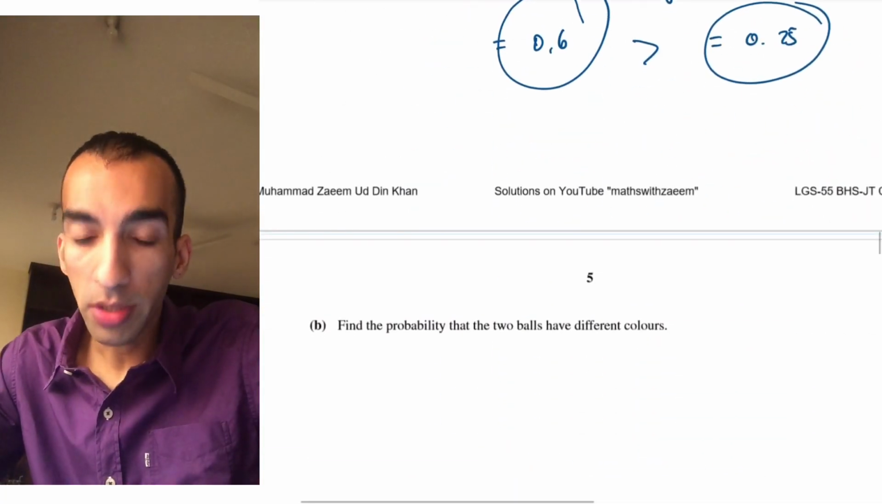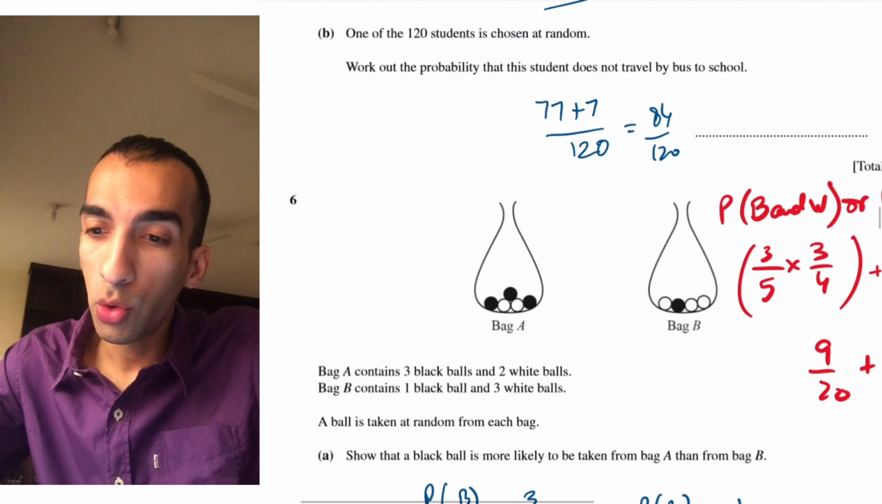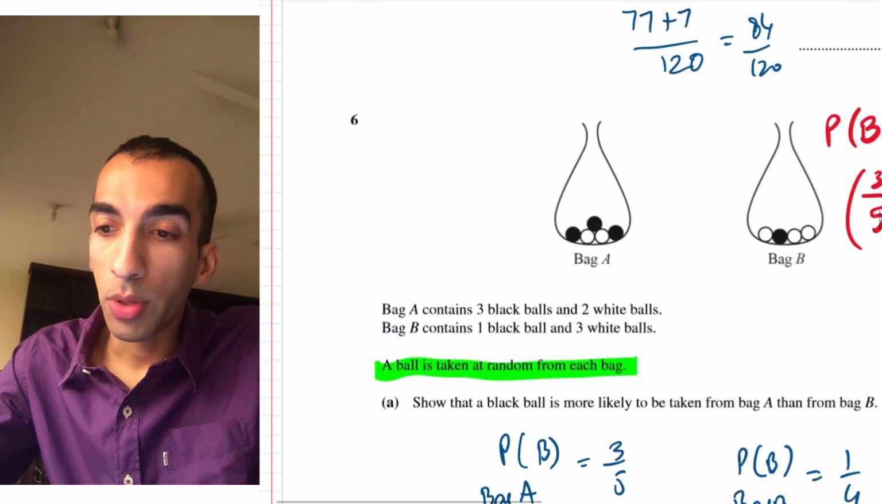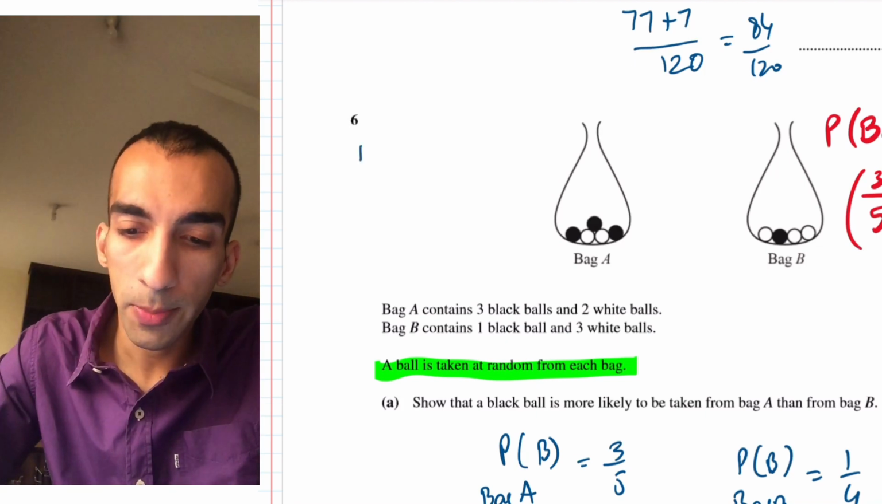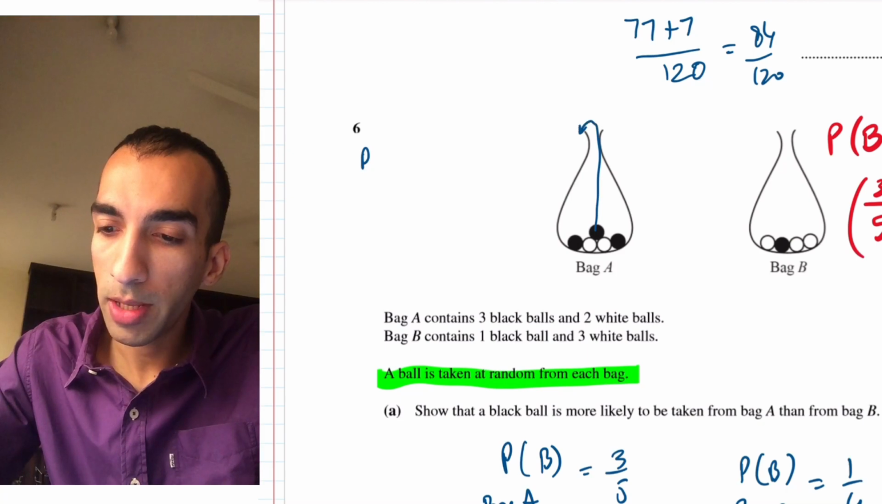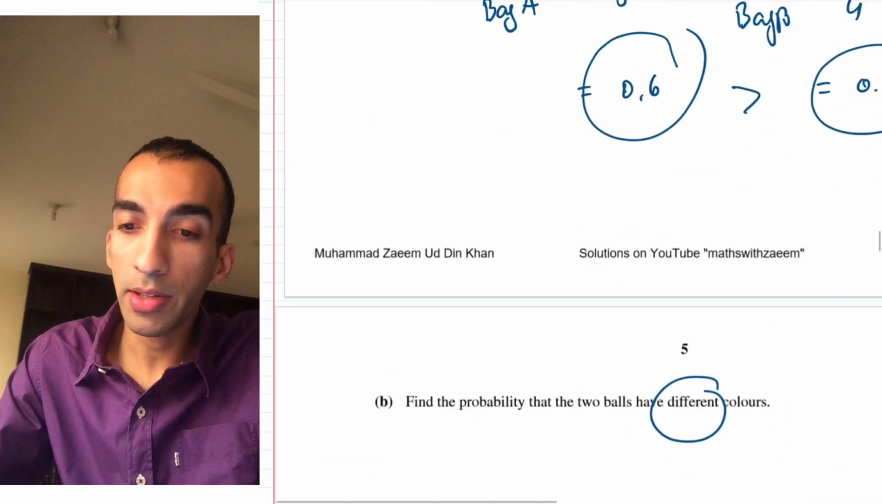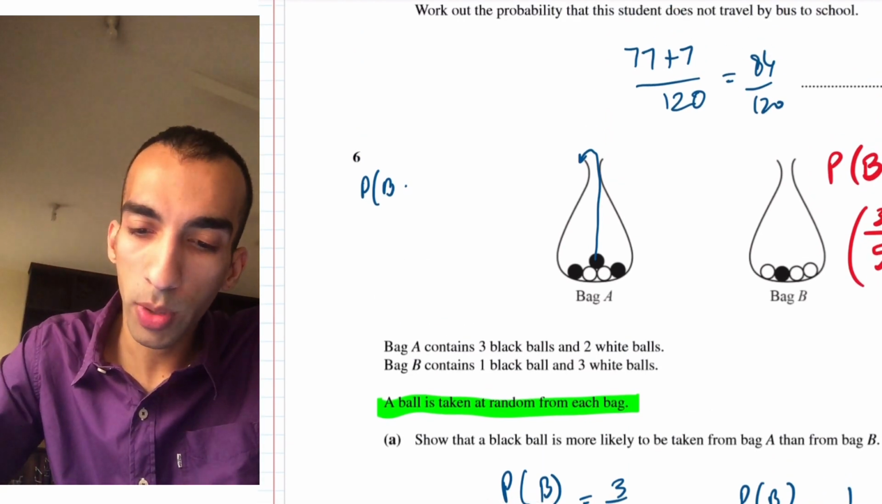6 part B, the question says find the probability that two balls have different colors. What do they mean by that? You basically are supposed to take a ball at random from each bag. So they're comparing colors of balls across two bags. So if you take out a ball from here and it happens to be black, the question said it should have different colors. The second ball that you pick out from the second bag should be white.